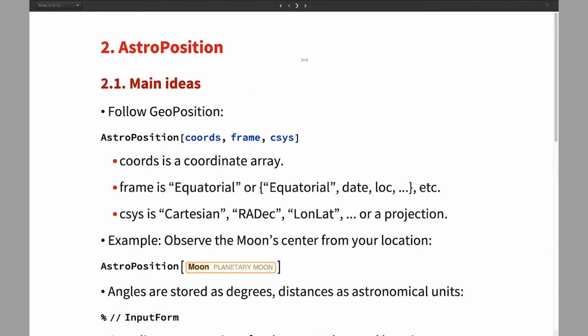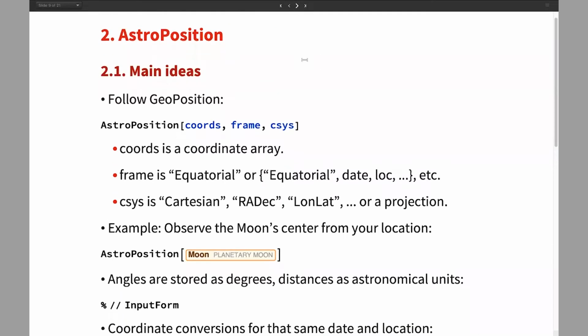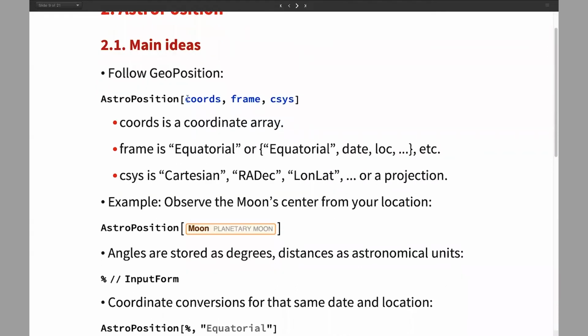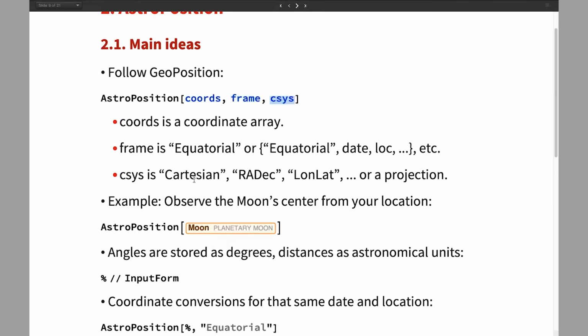Okay, so let's start playing with AstroPosition. The main idea is to imitate GeoPosition. So AstroPosition has 3 arguments: a bunch of coordinates, which can be an array, the frame, which is the equivalent of the datum, this is the physics part, and the coordinate system. The coordinate system can be things like Cartesian, cylindrical, right ascension declination, or it can also be a projection.